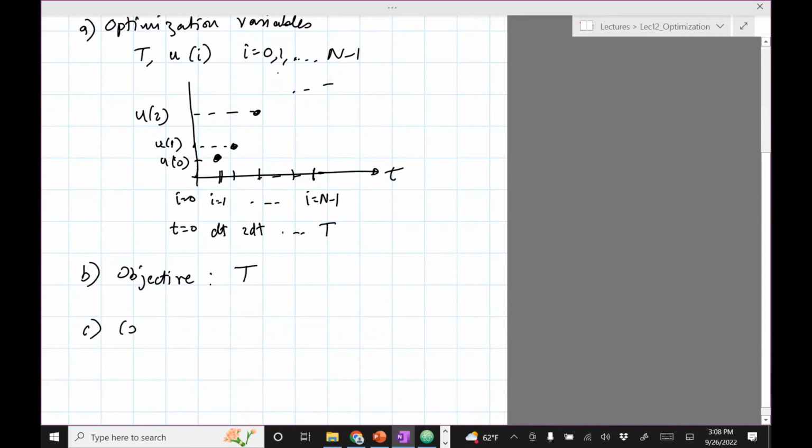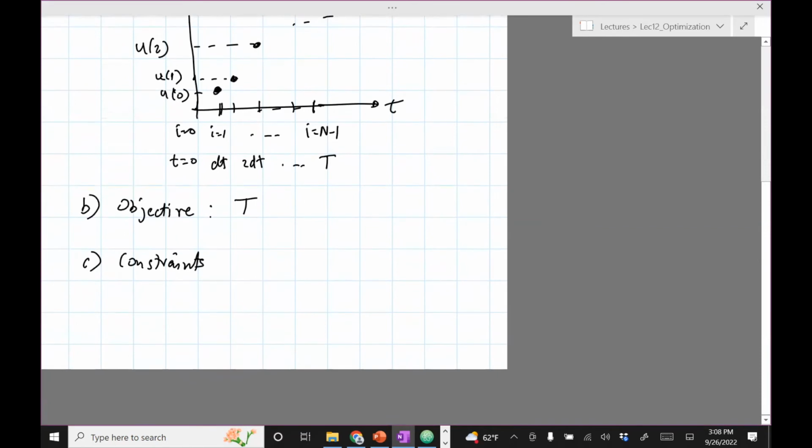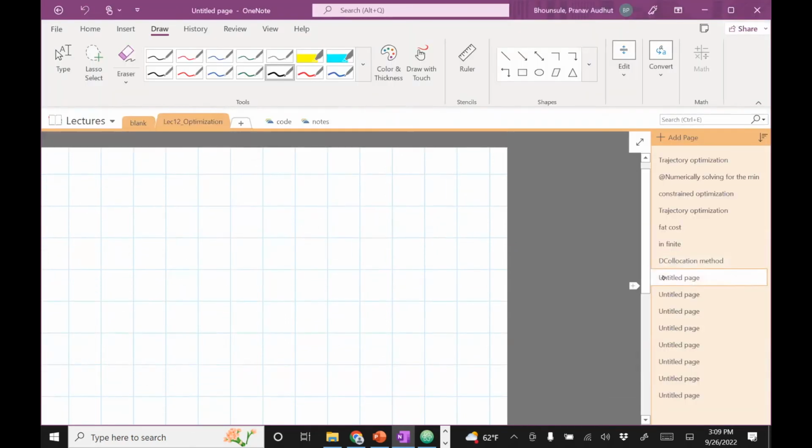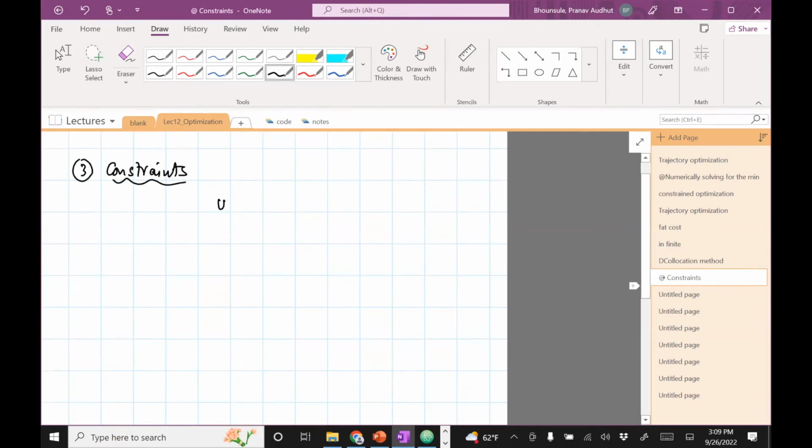Okay, next we put constraints. Let me move to a new page. Okay, so first one is u of I is between -5 and 5, right? And that will be, of course, at each point. So I have a grid of n grid points, so it'll be at each grid point.